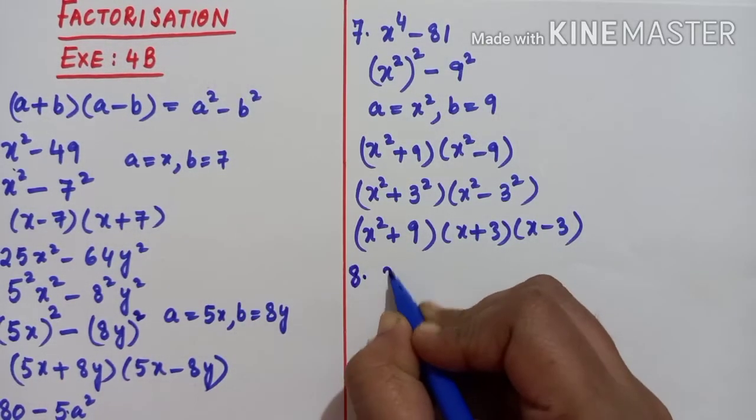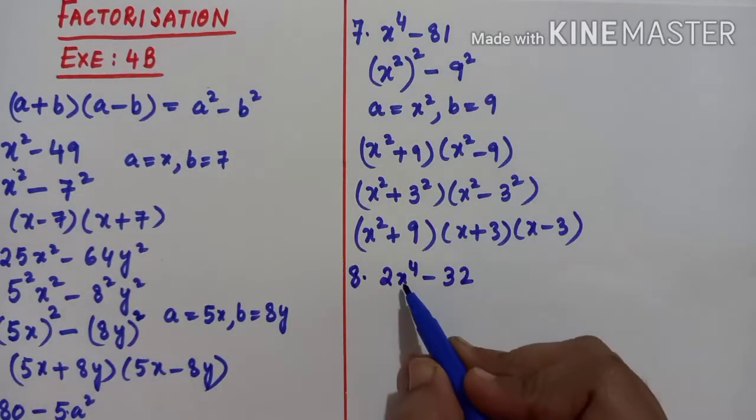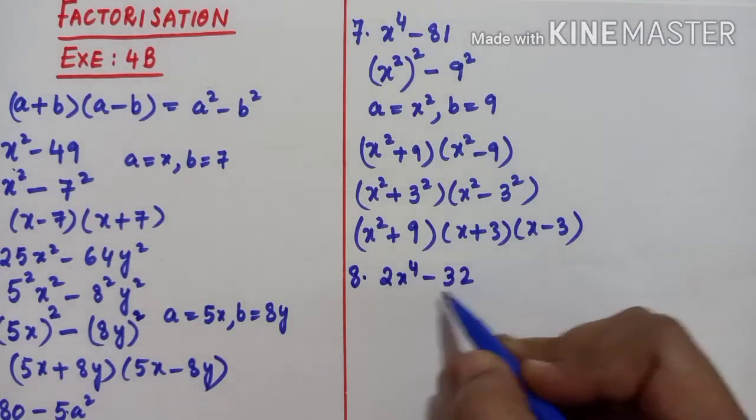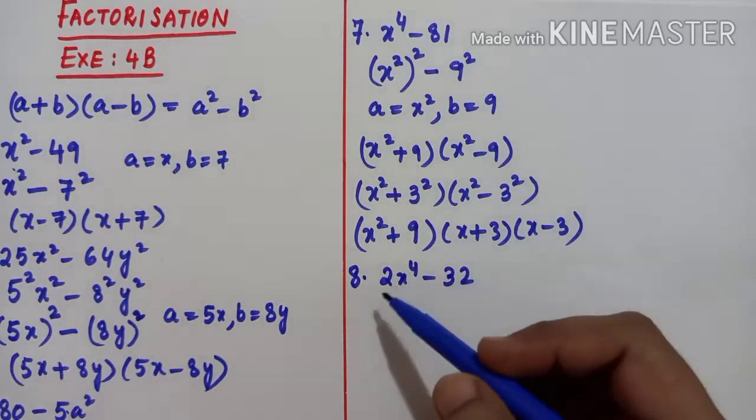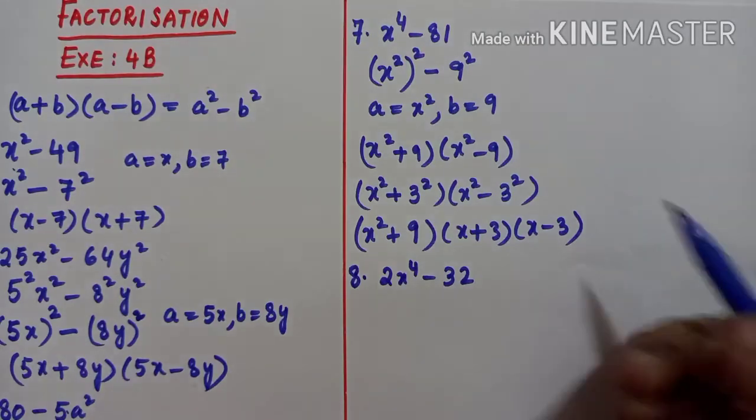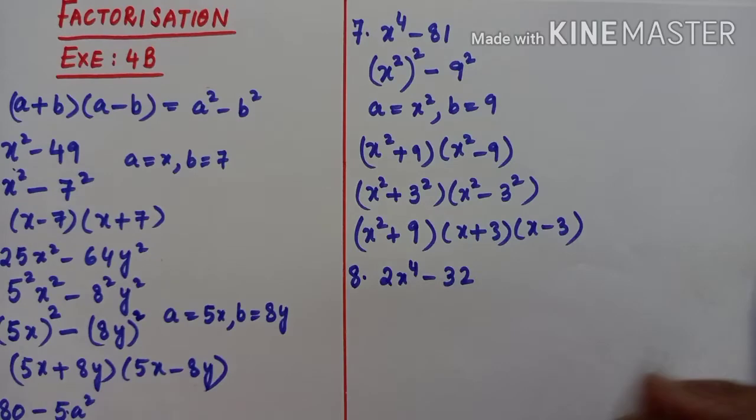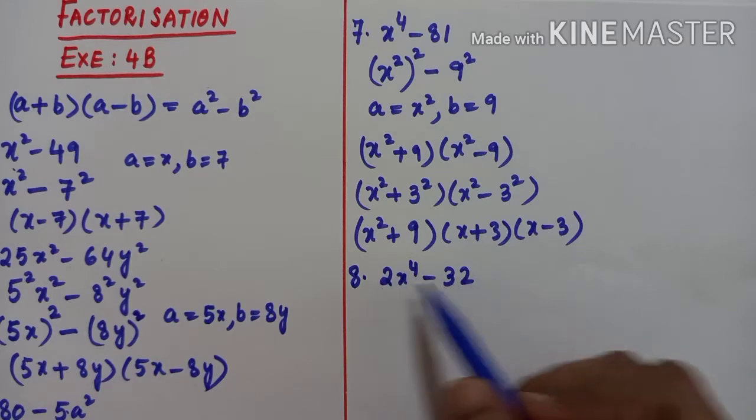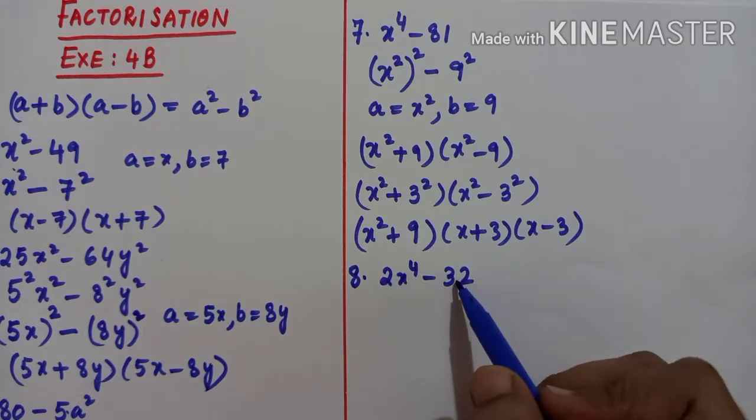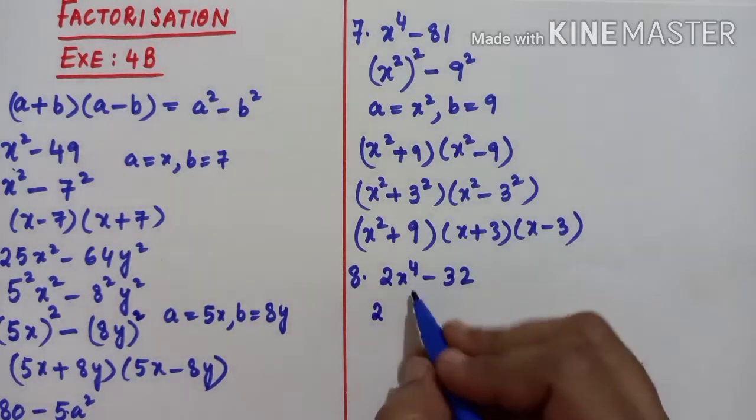See the 8th problem, 2x power 4 minus 32. Once again you see x power 4 is here. So what can you write? Here 2 is there, here 32 is there. Is 2 and 32 a perfect square? No. Here 81 was the perfect square, but here 32 and 2, nothing is perfect. But you can see 2 is there, and 32, so you can take a common factor. You can take 2 common from both, because 2 16s will be 32. So let us take 2 common.